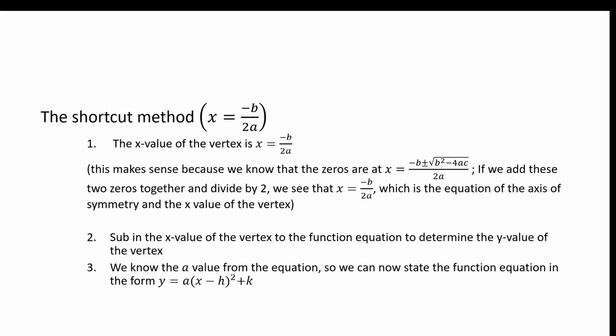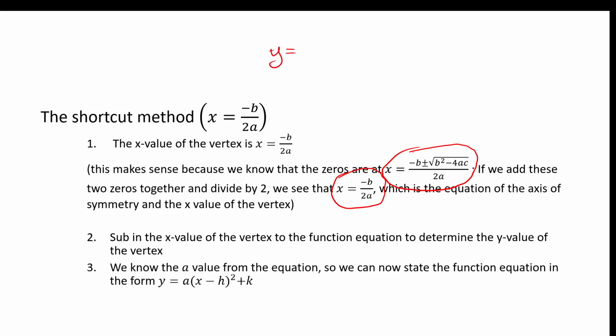We know that the zeros from the quadratic formula are x equals -b plus the square root of b squared minus 4ac over 2a, and -b minus the square root of b squared minus 4ac over 2a. If we add those two zeros together and divide by 2, you will get x equals -b over 2a, and that's the equation of the axis of symmetry, and that's the x value of the vertex every time.